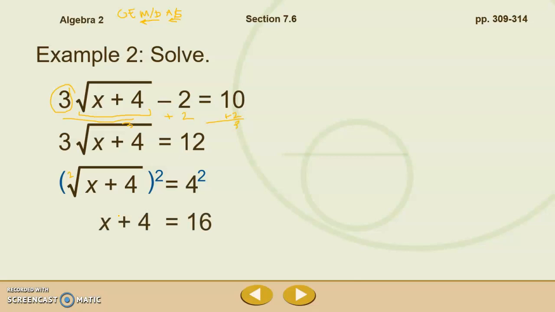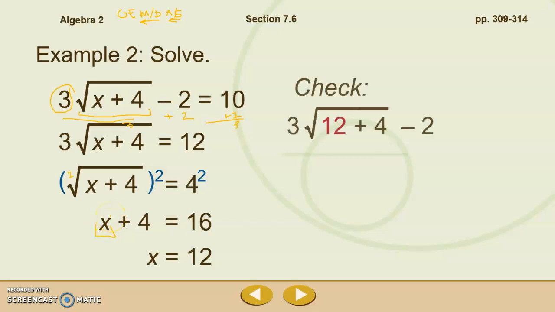From here, I just follow the steps of algebra that we have been following since all of Algebra 2, Algebra 1, and even pre-algebra. We then simplify, isolate, and isolate. I need to isolate the variable here by subtracting 4. And when I do that to both sides, I get x equals 12.